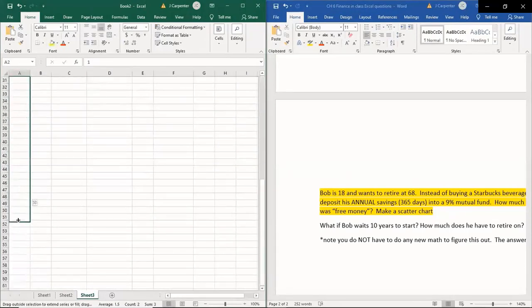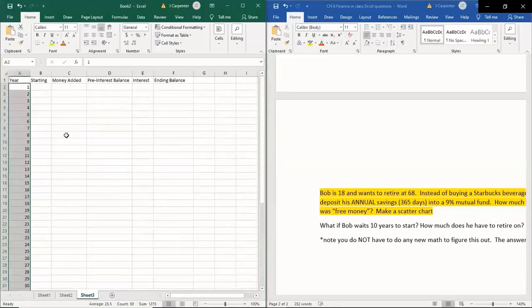So I got to go to row 51. Boom, there's 50 years. Now, again, I have this money added and a pre-interest balance in here, which looks a little different. And that's because, again, we are starting with nothing. We have no money at first. This formula is currency. That dash means zero. Don't worry about that. You can still see the zero is typed there.